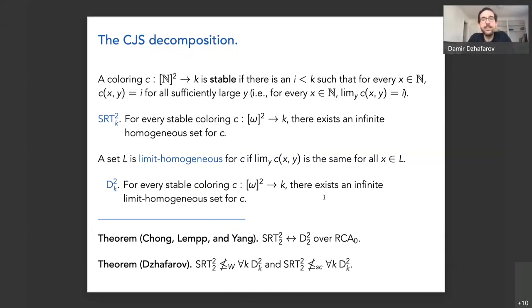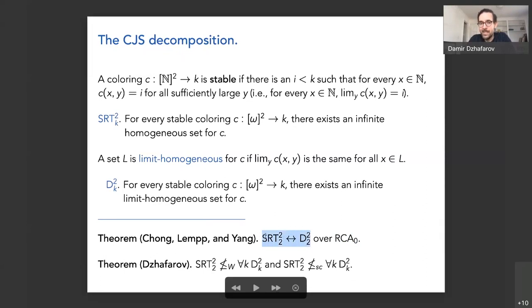That is actually surprisingly difficult to prove in RCA-naught because you're using a lot of induction in that proof. And RCA-naught has, I kind of glossed over this point, limited induction that's available to you. But nonetheless, it can be done, and that gives you an equivalence between SRT22 and D22 over RCA-naught. So these are the same principle.